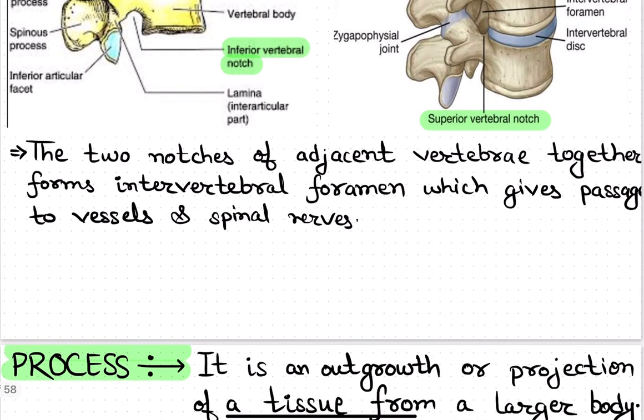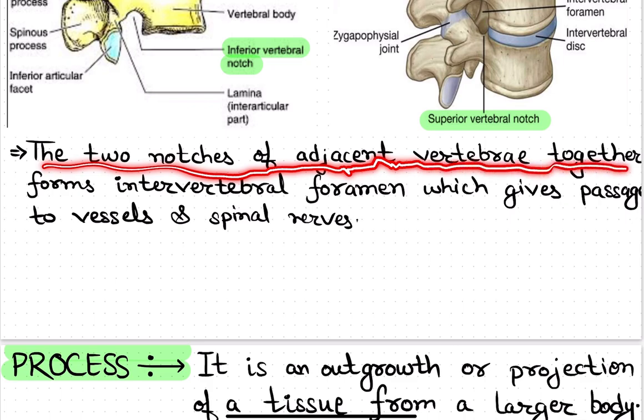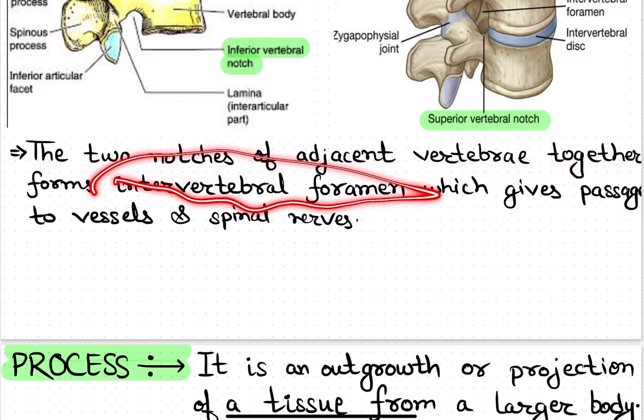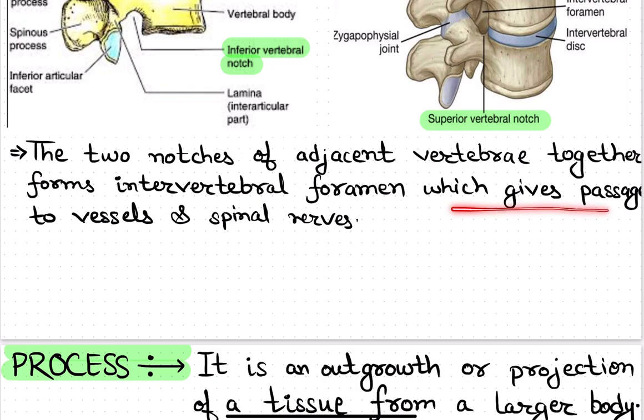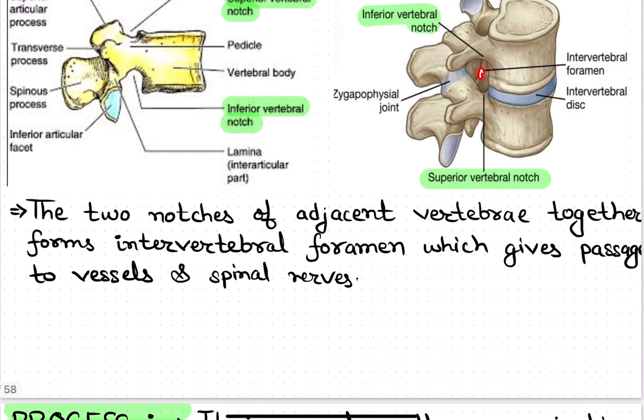Now the two notches formed by the pedicle region, when they get joined with the adjacent vertebra, form the intervertebral foramen, as I discussed, which gives passage to vessels and spinal nerves. That means spinal nerves and other vessels enter or leave through these intervertebral foramina.